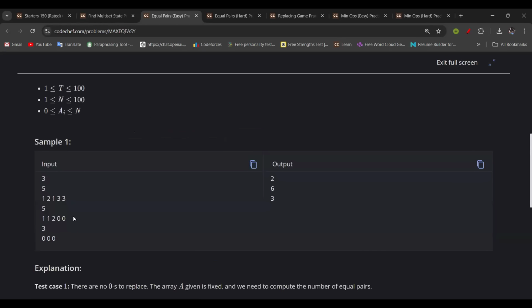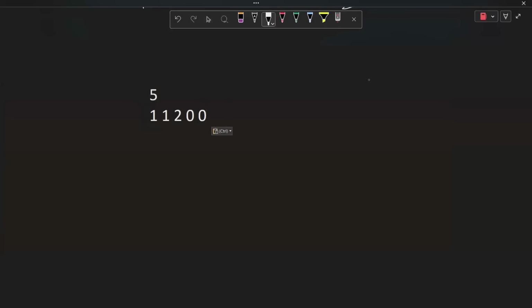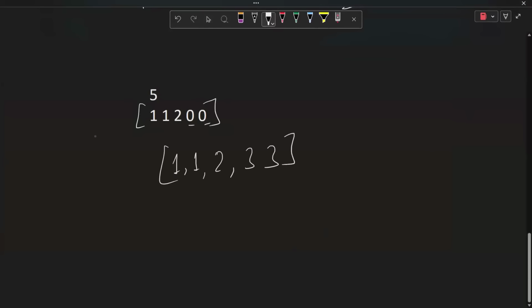Now, if we look at this second test case, here we are given this array. Now it has two zeros. It means we can replace these zeros by some positive integer. Now let's suppose you replace those zeros by 3. Now if you replace them by 3, what would the value of my P be?